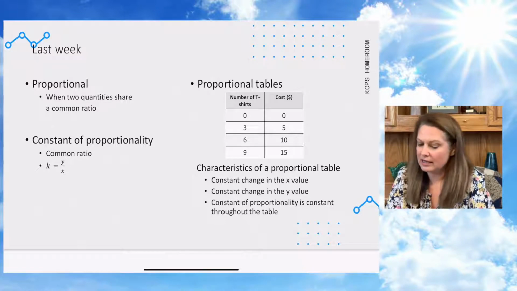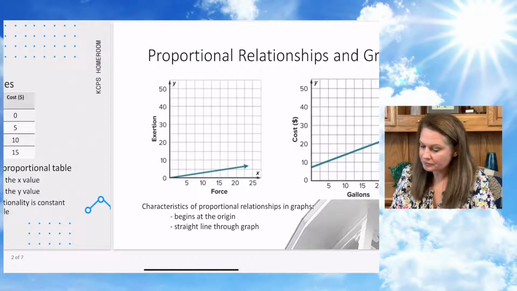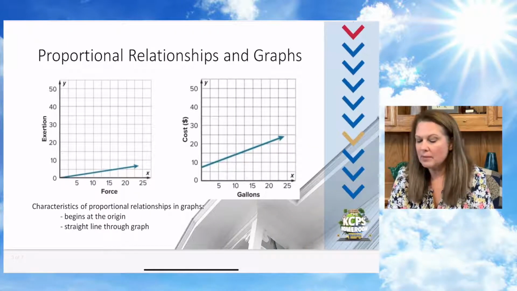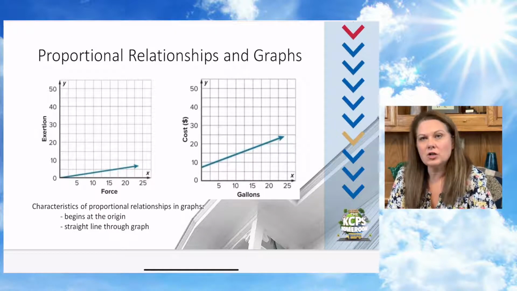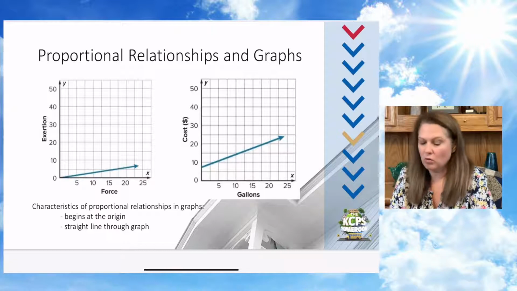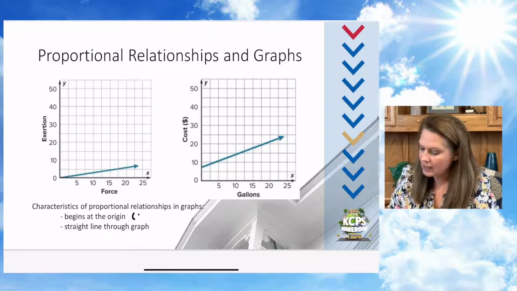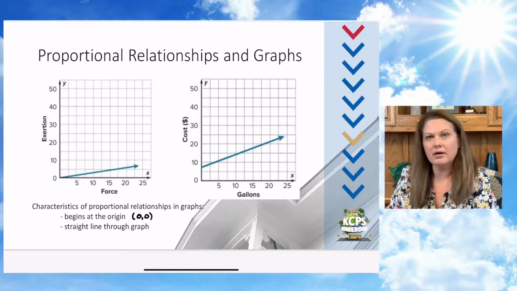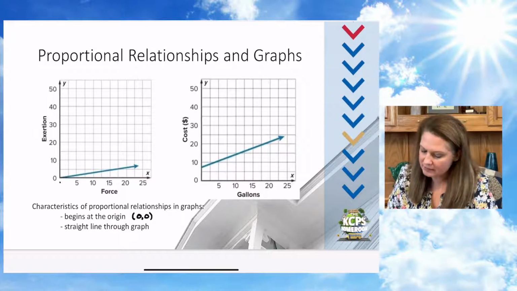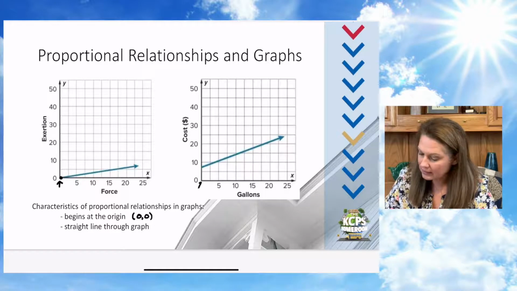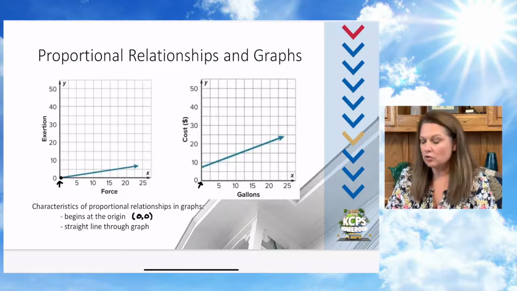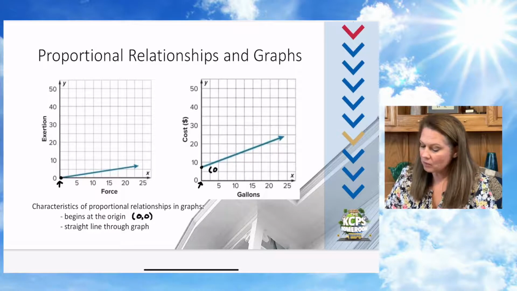Now, let's take a look at how it looks in a graph. So, when we talk about proportional relationships in graphs, we're really looking for two things. The first is that it starts at the origin. Origin has an ordered pair, and that ordered pair is 0, 0. As you see, the graph on the left does start at the point 0, 0. The graph on the right does not. Here's 0, 0 on the one on the right. You'll notice it starts at the ordered pair 0, 10.